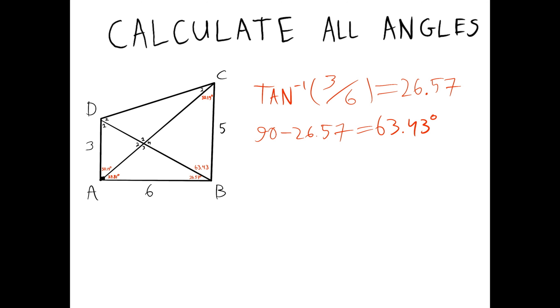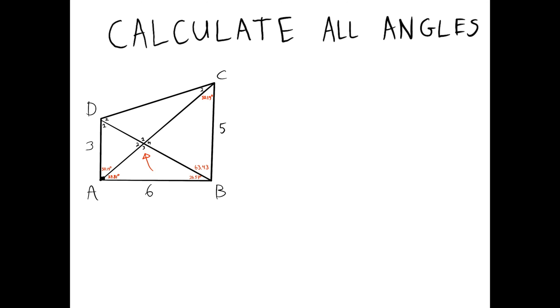63.43 degrees. Then we calculated angle S3 by subtracting angle A2 and B1 from 180 degrees, because those 3 angles form a triangle. This created the equation angle S3 is equal to 180 degrees minus 39.81 degrees minus 26.57 degrees, which is equal to 113.62 degrees. Angle S1 is also 113.62 degrees, as they are opposite angles.